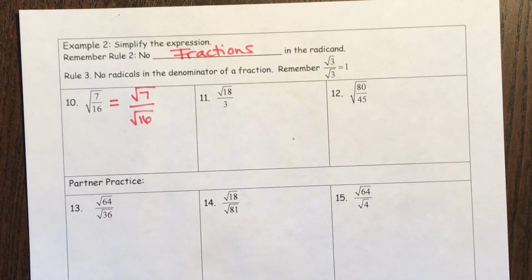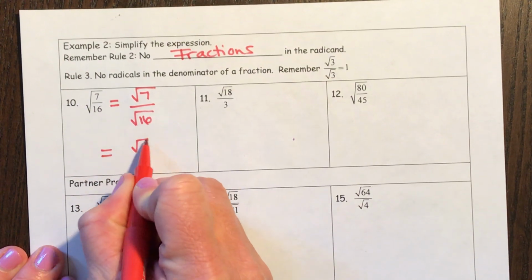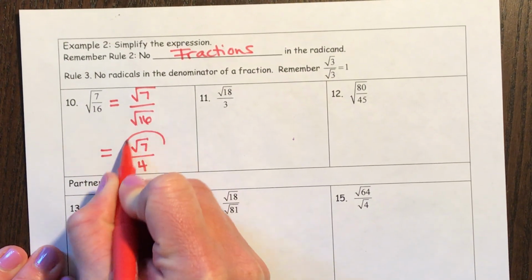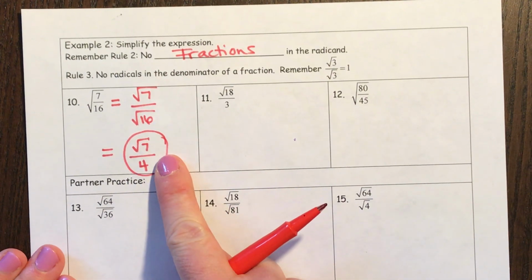No, 7 is prime, so the only number that would go in is 1. But the bottom we can simplify. Do you know what the square root of 16 is? It's 4. And that whole number denominator means that we have simplified this down completely.